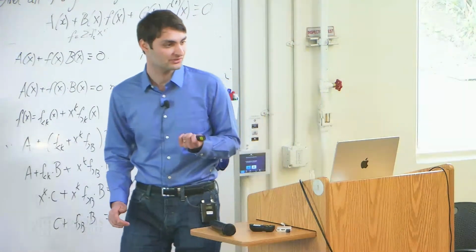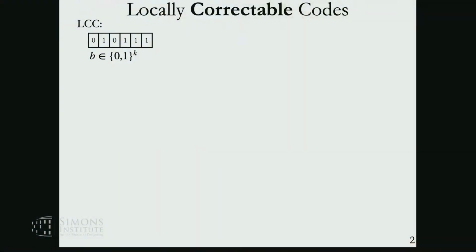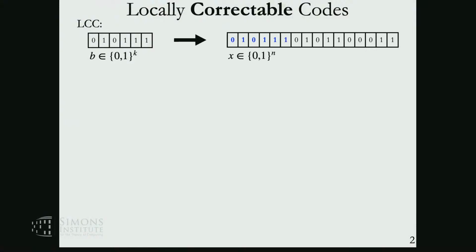So I'm going to start off the talk by just defining locally correctable codes. We've seen this definition a couple of times yesterday, but seeing it one more time isn't going to hurt you. Okay, this is going to be a code. I'll take a k-bit message and code it into an n-bit string. For this talk, all my codes will be systematic, meaning that the first k bits of this encoding are indeed equal to the message b.